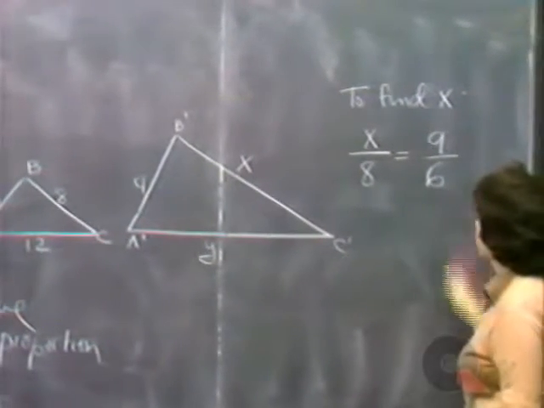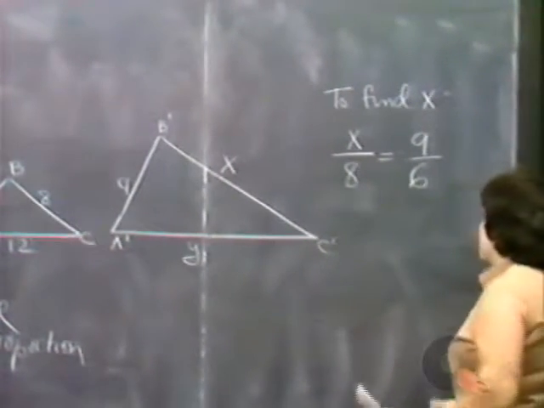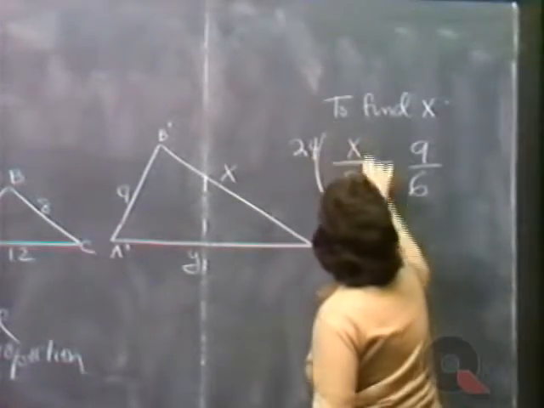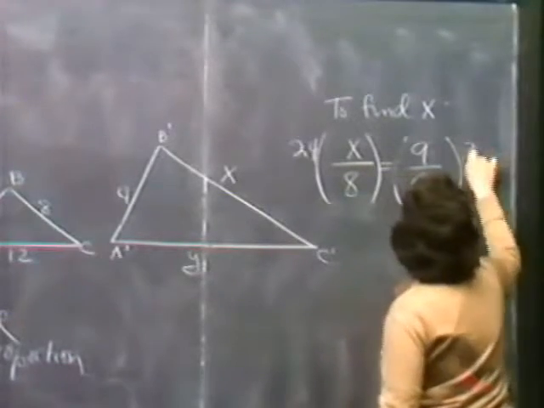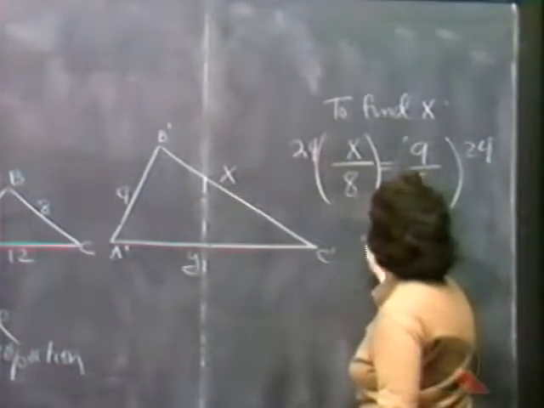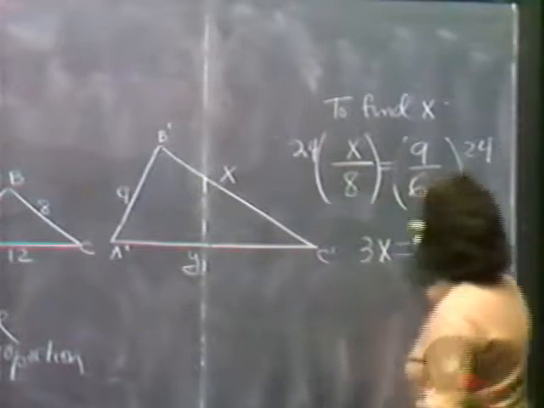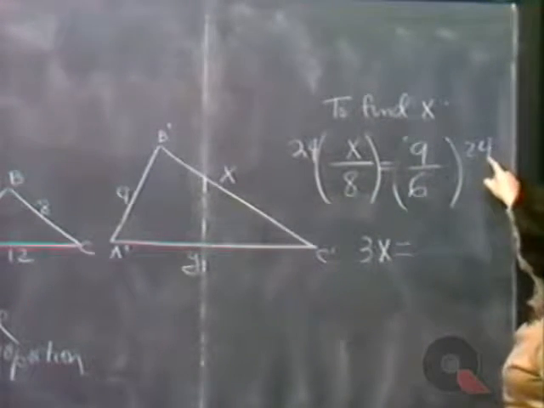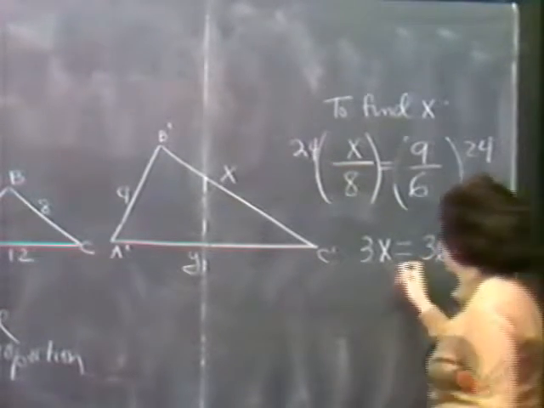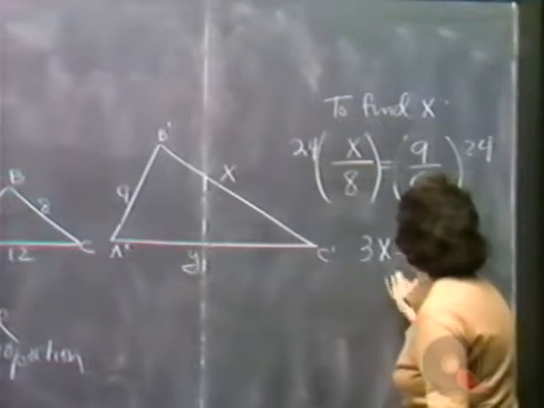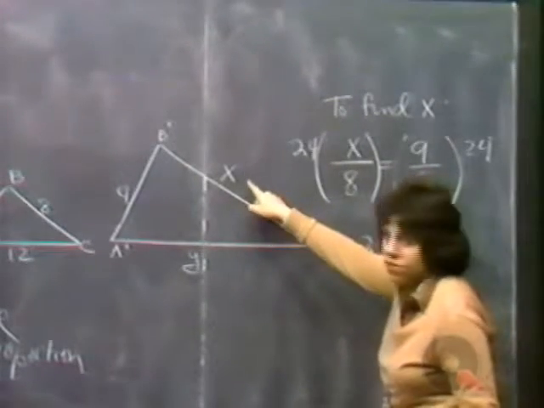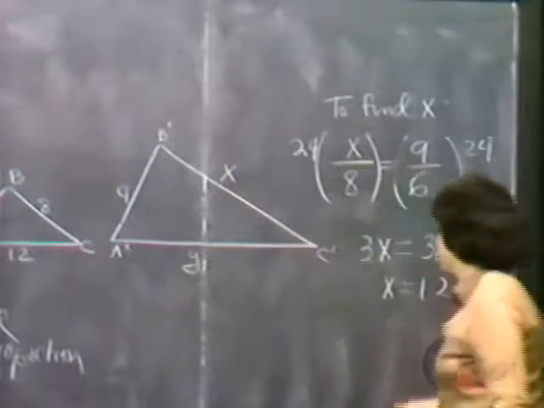This is a fractional equation. We can find the lowest common denominator, which is 24, and multiply both sides of this equation by 24. 8 into 24 goes 3 times, giving us 3x. Here, 6 into 24 goes 4 times. 4 times 9 is 36. 3x is 36. Dividing both sides by 3, x is equal to 12. We're able to figure out that this side has length 12 units.